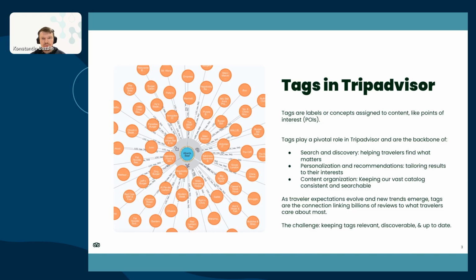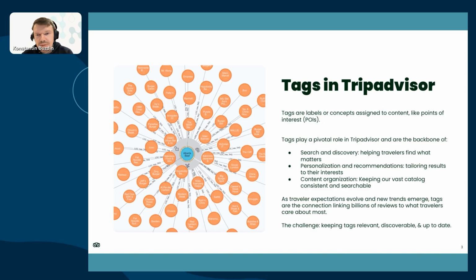Tags play a very important role in the navigation of the site. They're used for search and discovery, helping travelers to find what matters for them. They're used for personalization and recommendations, helping us to construct the results which are relevant and matching the user's interests. And they also help us organize the content and navigate through the huge catalog of content we have.